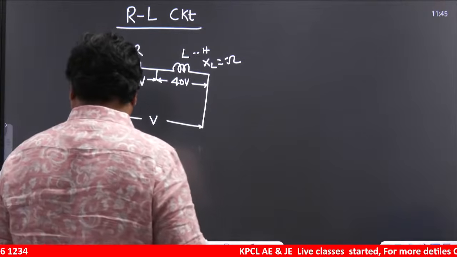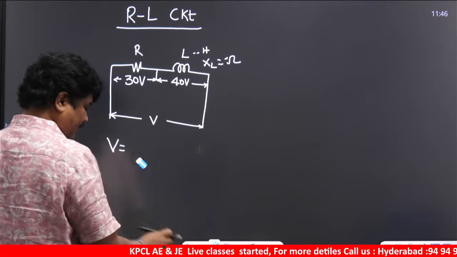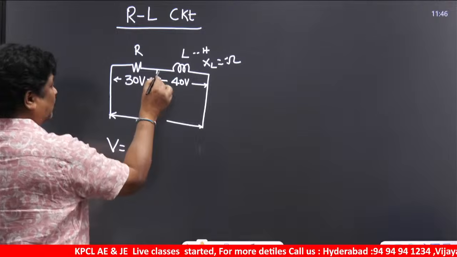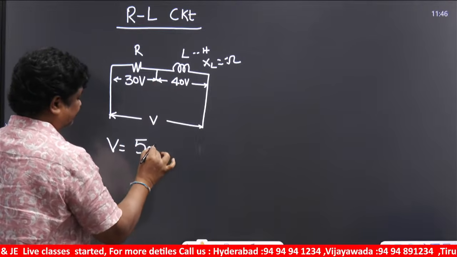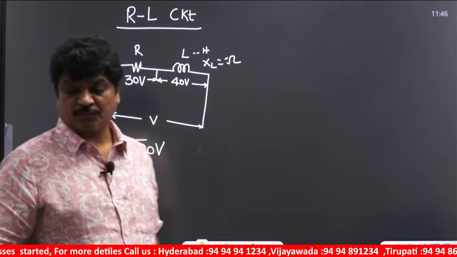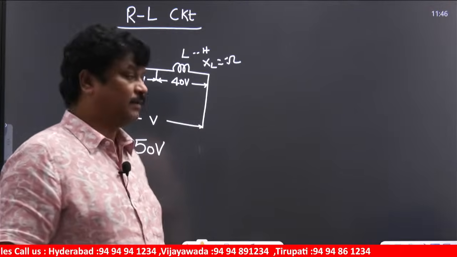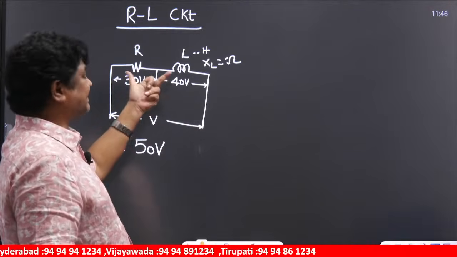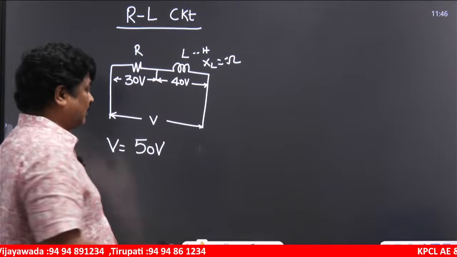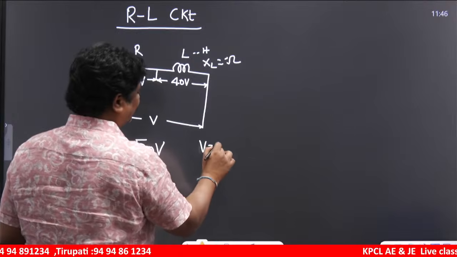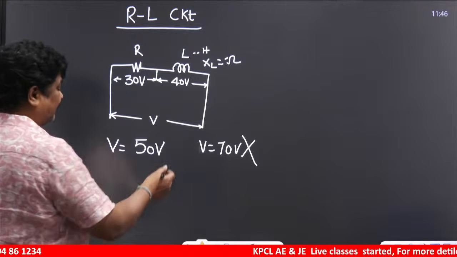So here, the voltage V is equal to 50 volts. This voltage is not 70 volts. 30 plus 40 you cannot write. If you write V is equal to 70 volts, then that becomes wrong. It has only 50 volts.